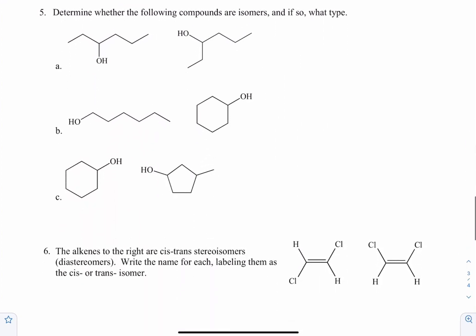All right, number five, determine whether the following compounds are isomers, and if so, what type? Okay, the first thing that you want to do is count the parent chain. So in this case, 1, 2, 3, 4, 5, 6. The parent chain is the longest chain of carbons that you can find in any compound. Okay, so I have six here and I have 1, 2, 3, 4, 5, 6. Okay, so far we have not only the same number of carbons, but we have the same parent chain.